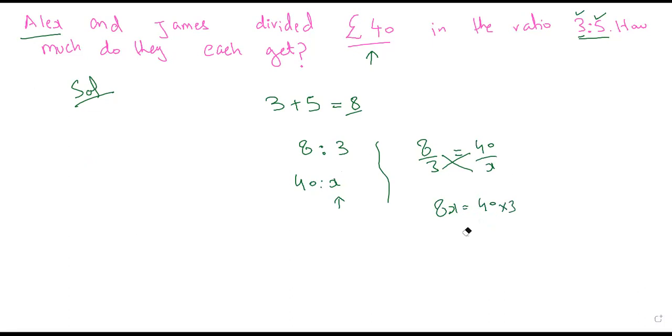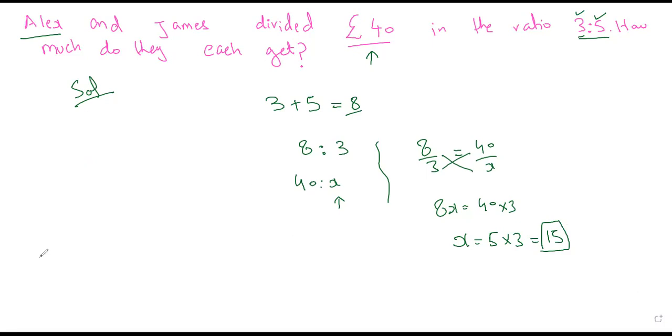And I am going to get x equals 40 by 8, that is 5, multiplied by 3, this is 15. Now you know that this would be Alex's share, so you can just subtract this from 40, or you can find James's share separately.